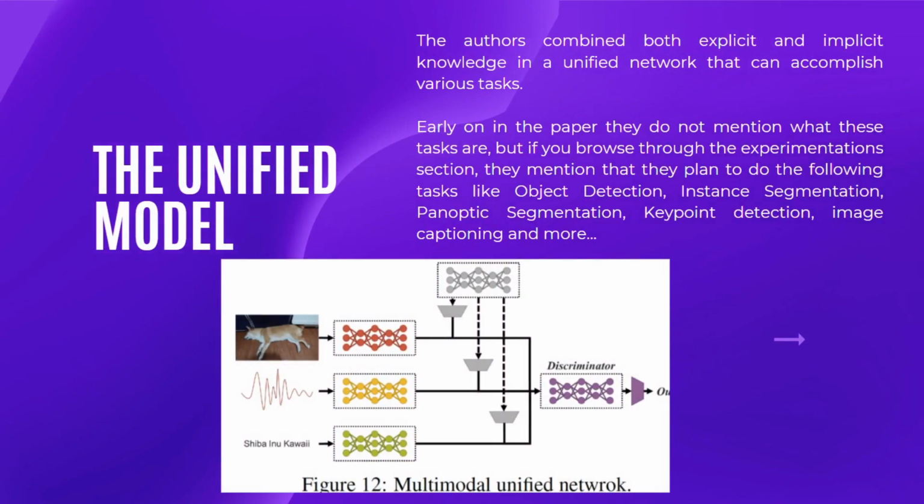So the authors combined both explicit and implicit knowledge in a unified network in order to perform various tasks. Early on in this paper, they do not mention what these tasks are, but if you browse through the experimentation section, they mention that they plan to do the following tasks like object detection, instance segmentation, panoptic segmentation, key point detection, image captioning, and more. So they wanted to create a universal model or a unified model that can be implemented for the different types of tasks.